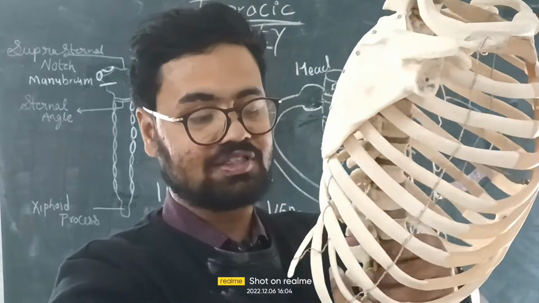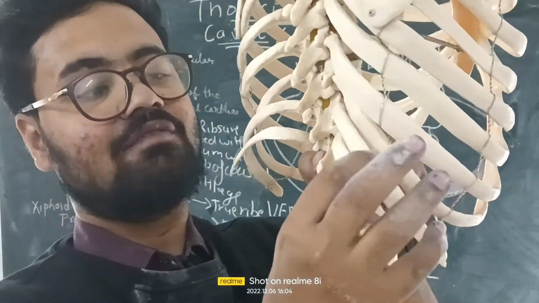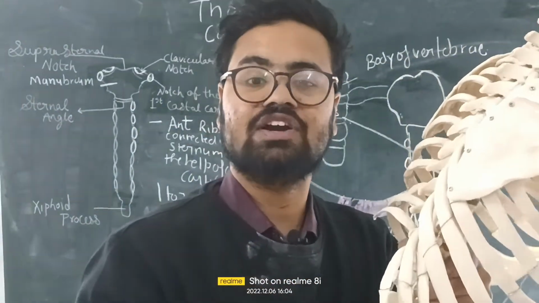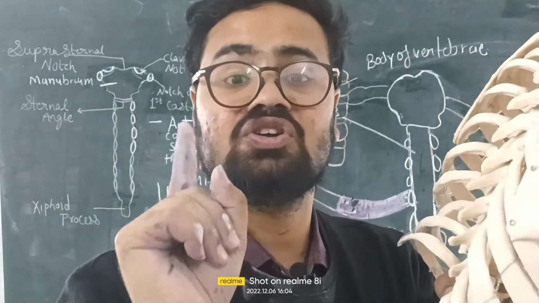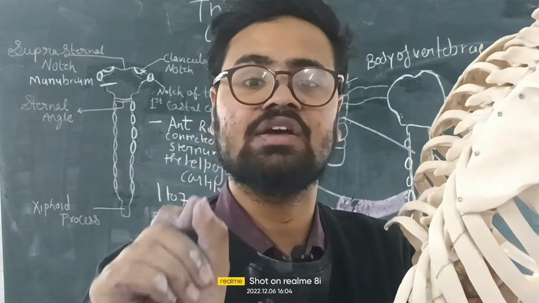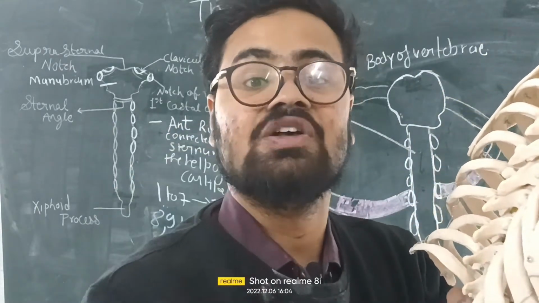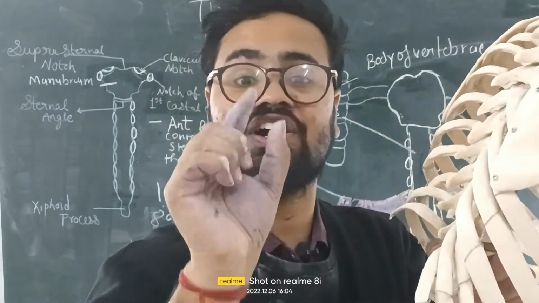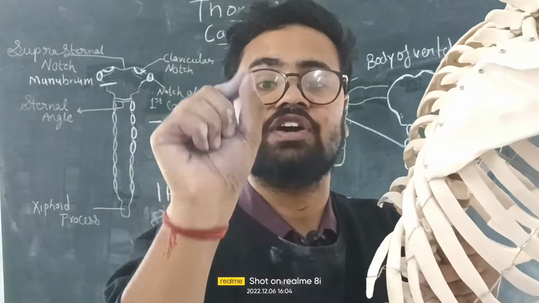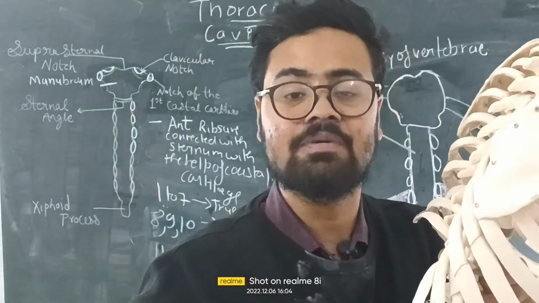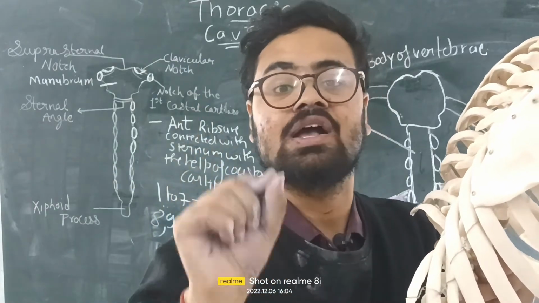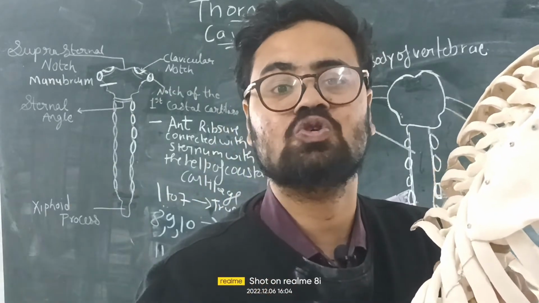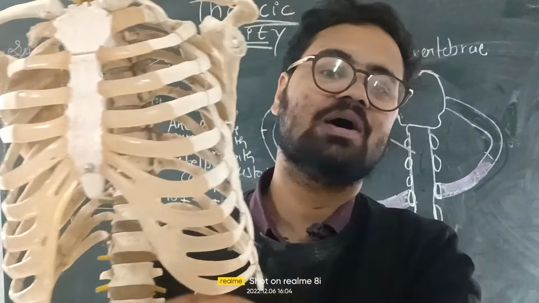Now let me talk about the 11th and the 12th rib. This one is the 11th rib and this one is the 12th rib. These are termed vertebral ribs because the 11th one and the 12th one are not articulated with anything, neither with the cartilage nor with the sternum. So therefore the 11th and the 12th rib are also termed vertebral ribs. So vertebrochondral means 8th, 9th and 10th ribs, and vertebral ribs means 11th and 12th ribs, and these come under the category of false ribs, and the 11th and 12th ribs are also called floating ribs. So this is all about the ribs.